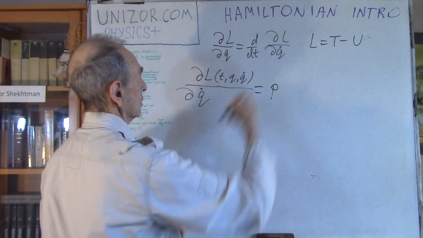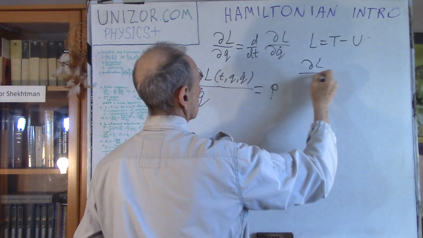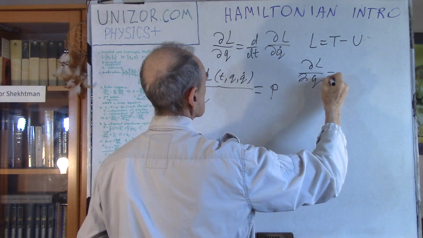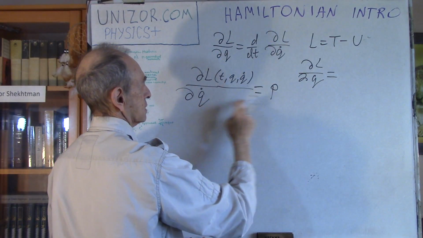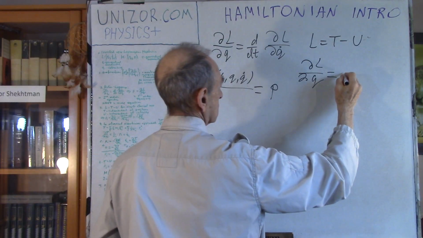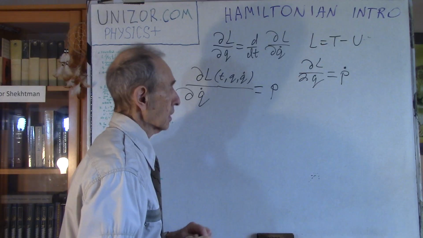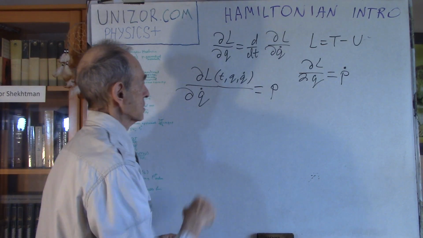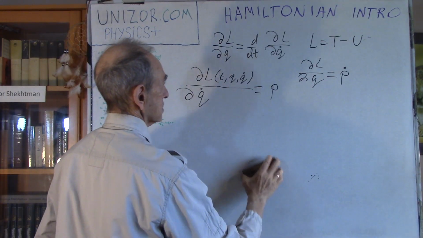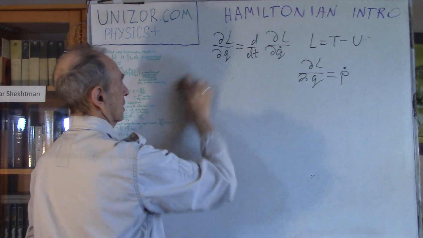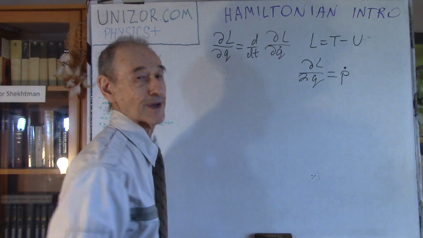Now, why is this making sense? Well, look at the Euler-Lagrange equation. What we can do right now is to rewrite it as dL by dq is equal to the time derivative of the momentum. Time derivative, in Newtonian notation, is just a dot. So dot is the time derivative here and here. So this looks much better than this, right?